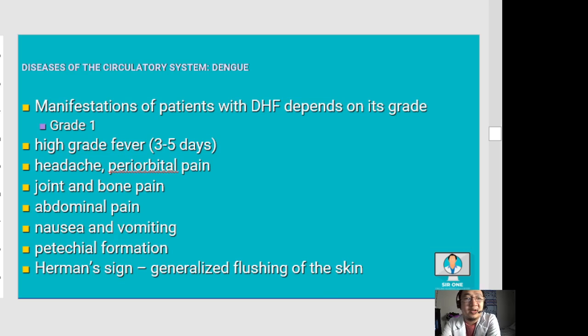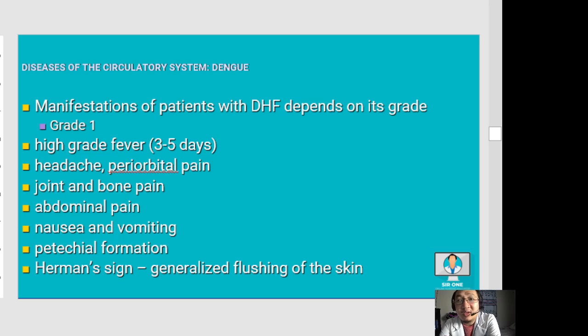Manifestations of dengue fever are usually classified into grades, also classified into stages. Usually the higher the grade, the higher the stage, it's more, let's say, dangerous. Okay, let's discuss it.